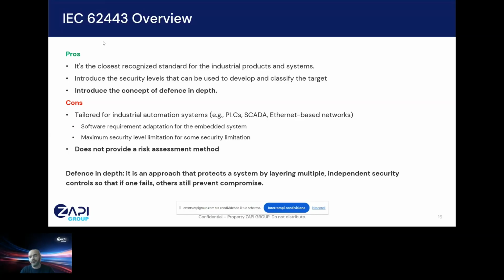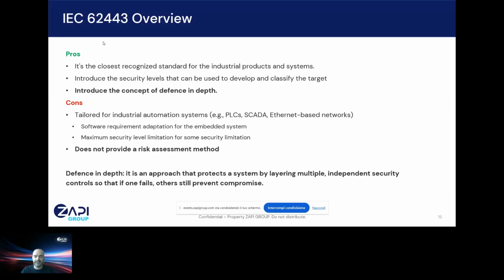The 62443, from the pragmatic point of view, has some cons. In particular, it is designed for the automation system, so it involves PLC, SCADA, but also internet connection. So all elements where typically there are no problems about resources and technology. The situation is different for the embedded system.